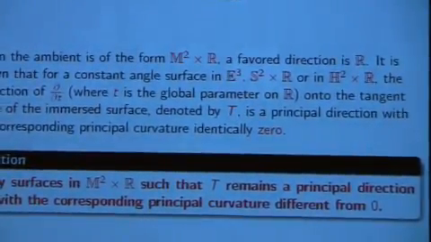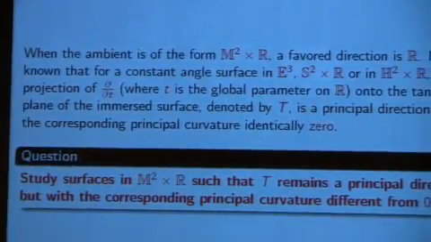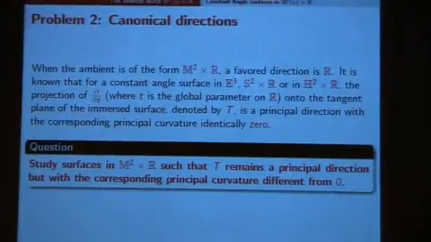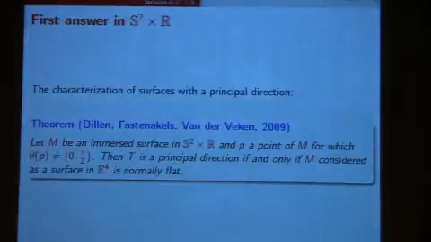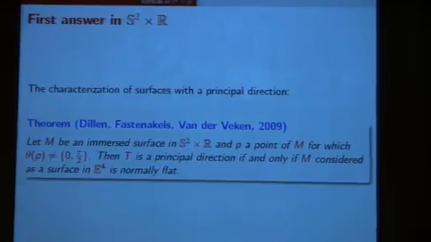And our question was to find, so to classify those surfaces for which T remains principal direction, but the corresponding principal curvature is different from 0. So it's a kind generalization of constant angle surfaces. First answer is given in S2 cross R in 2009, and I will speak only very few words about this, and I will pass the problem, the mainly problem on H2 cross R ambient.